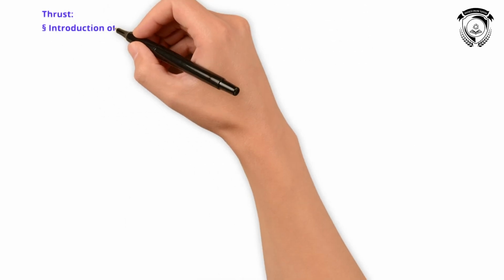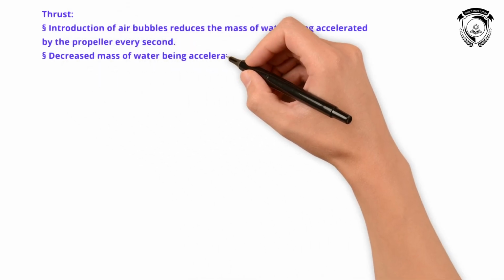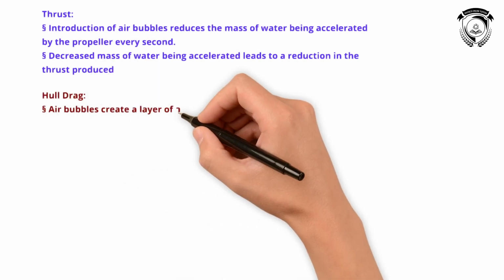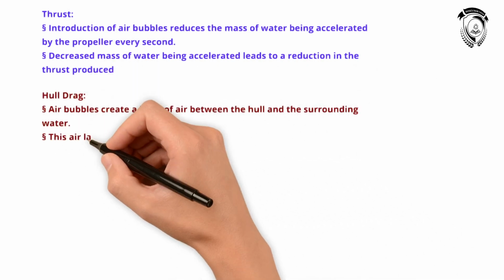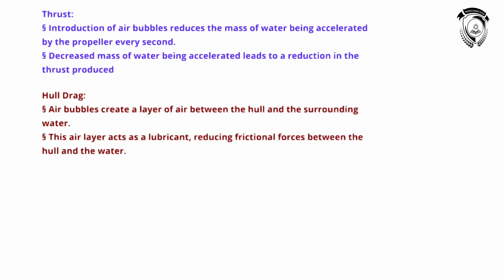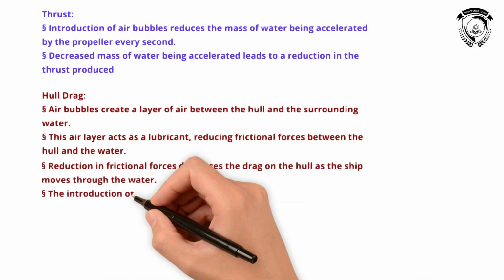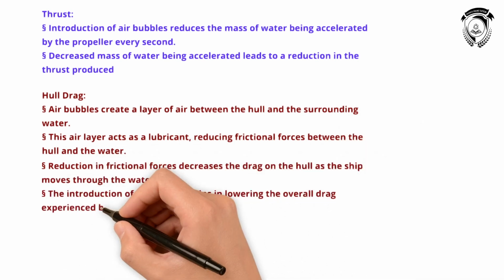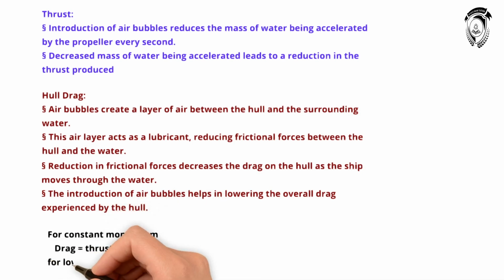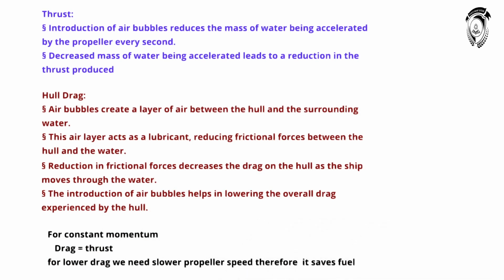Thrust. So you know the introduction of the air bubbles causes a decrease in the mass of water being accelerated per second. This decrease of mass leads to a reduction in the thrust. This air bubble also creates an insulation, and this insulation reduces the frictional forces between the hull and the outside environment, that is water. As you know, for a constant momentum, drag must be equal to thrust. So if you have a low drag force, that means you need a lower thrust. So therefore, we need less fuel to create the lesser amount of thrust. Hence, it saves the fuel.